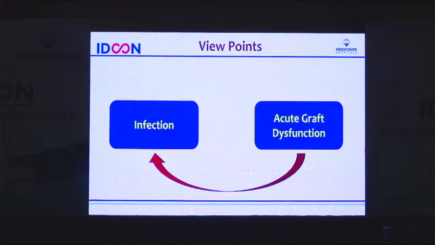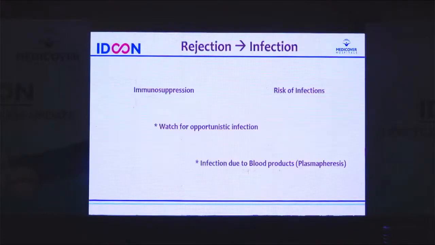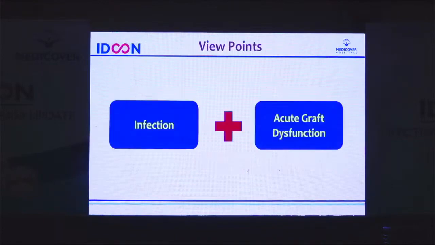So the other key point is rejection, which can cause infection. The higher the immunosuppression, the higher the risk of rejection, and you need to watch for those opportunistic infections which are mentioned: bacterial, fungal, viral, and parasitic. And if the patient was treated for antibody-mediated rejection, plasmapheresis was done, they need to look for infections which may happen that were transmitted by the blood products, or encapsulated bacteria, which are at high risk for these patients.